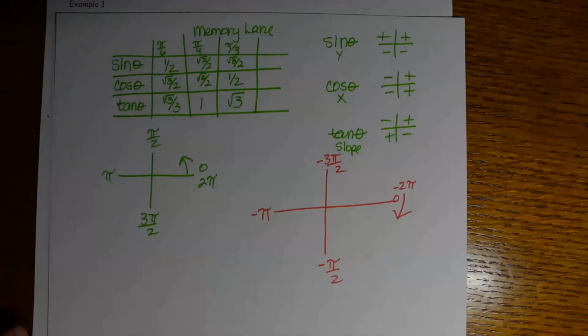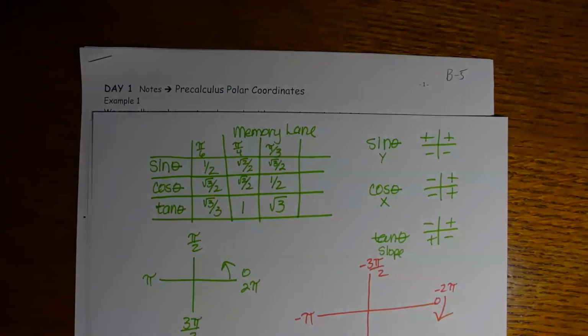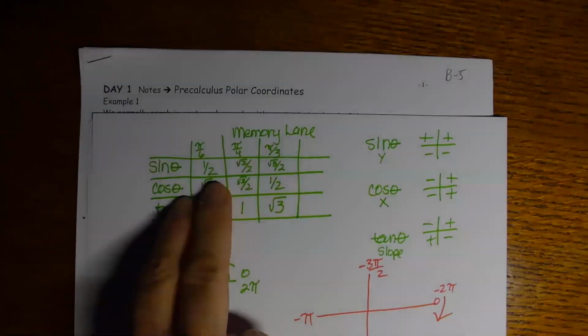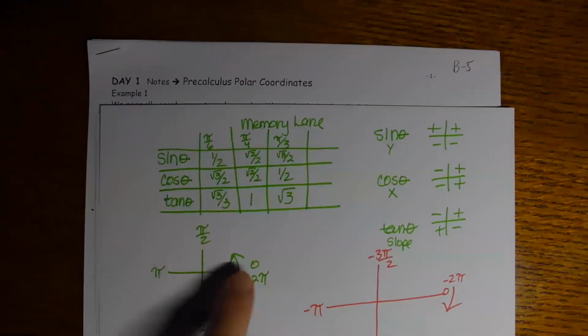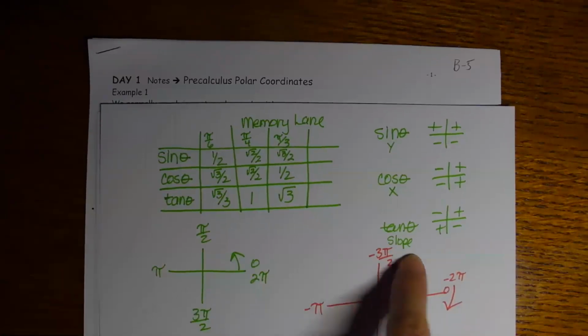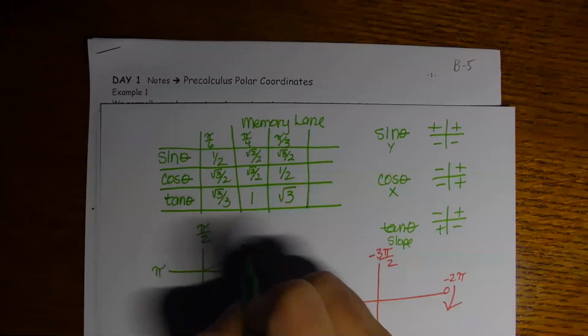Okay, so we know that we need to know all this old stuff before we start. We have to know our trig functions. We have to know where they're positive and negative. And we have to know when we go this way, we have positive angles. When we go this way, there's negative angles. If we want to put them all in, this would be pi over 4, right?